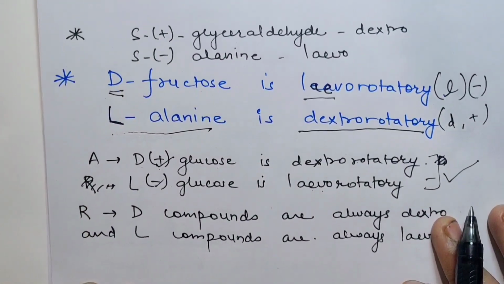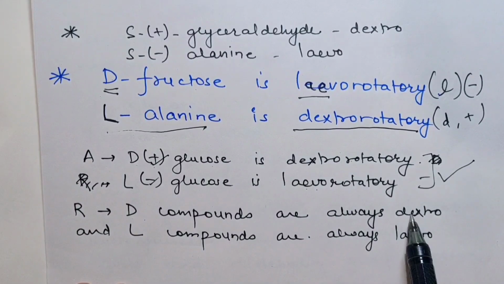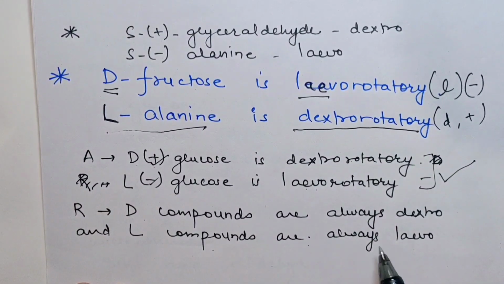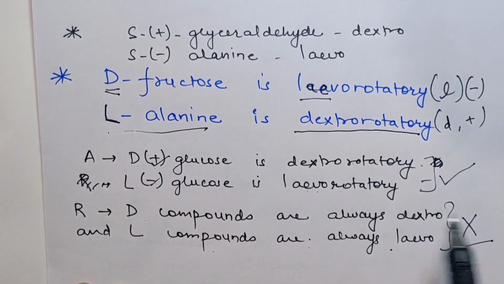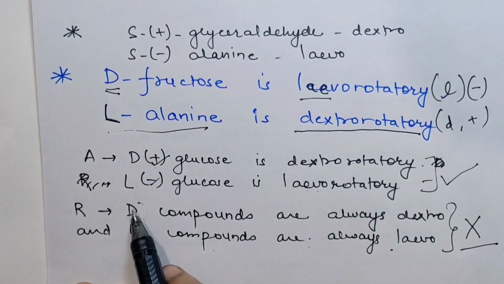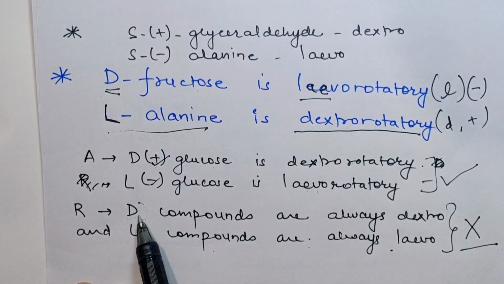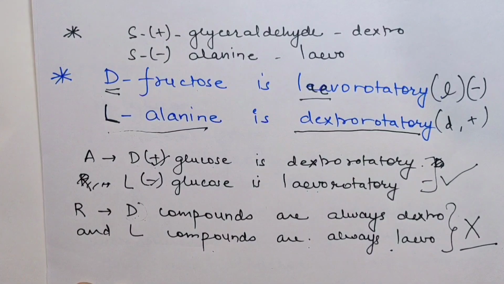Reason: D compounds, capital D compounds, are always dextrorotatory and L compounds are always levorotatory. No, this is a wrong statement. Capital D notation has nothing to do with dextro or levo. It has to do with the OH position on the lowest asymmetric carbon.